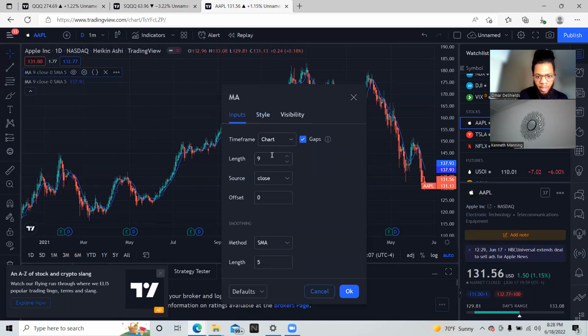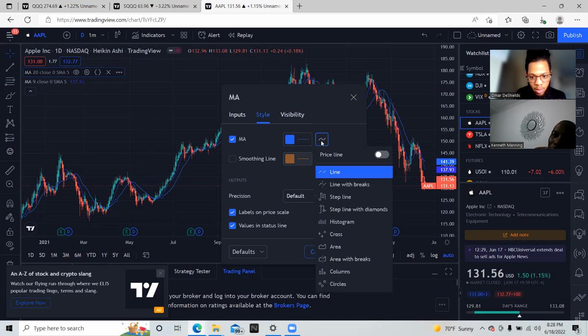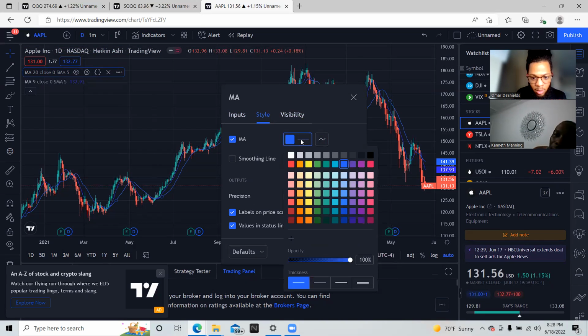Go to inputs, right? And the length on the first one is 20. Cool. And you want to go change the fullness of the line on the chart, right here on style. Yeah, you want to make it a little thicker so you can see it on the screen better. Not that one, this one, at the bottom, thickness. I use the second or the third one. Okay, let's go with the third one.